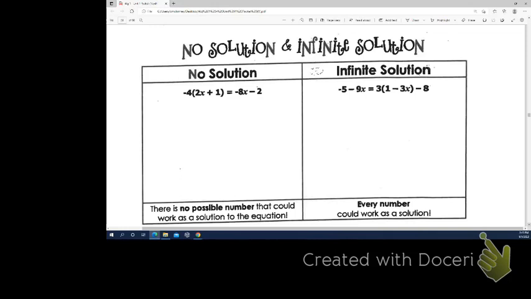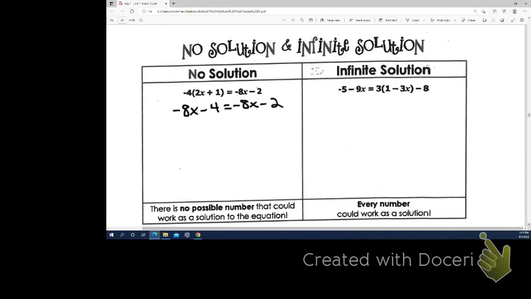So I'm just going to go off the assumption like I don't know what no solution means. How would I even recognize this? So I'm just going to try to solve this problem and then we'll see where the problem is in that. So I'm going to distribute. So I'm still following those rules for multi-step. So I end up with negative 8x minus 4 is equal to negative 8x minus 2.